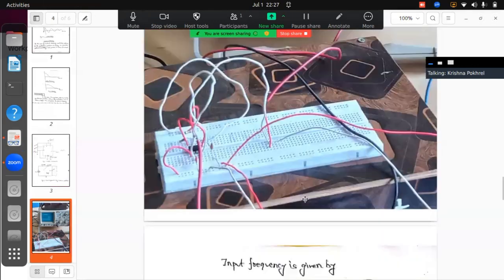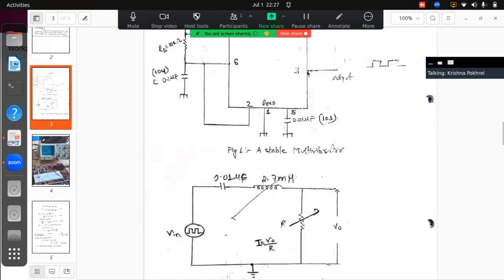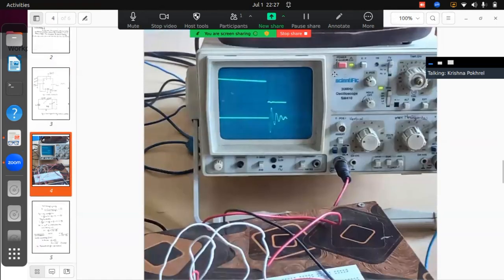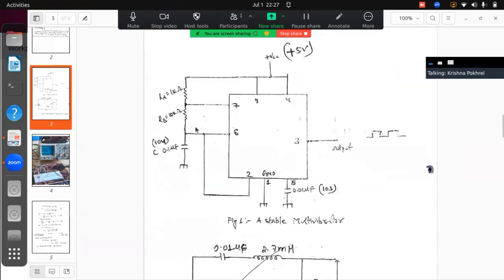Now, a little bit of explanation I will give here. This one number is the frequency, the input frequency which is given by the astable multivibrator. What frequency of wave it gives as output, we can calculate by this: 1 by 2 pi into 0.693 (Ra plus 2 Rb) and C. This is the condition. Now Ra and Rb we have got over here. Ra and Rb values we have got, and we will see this value.